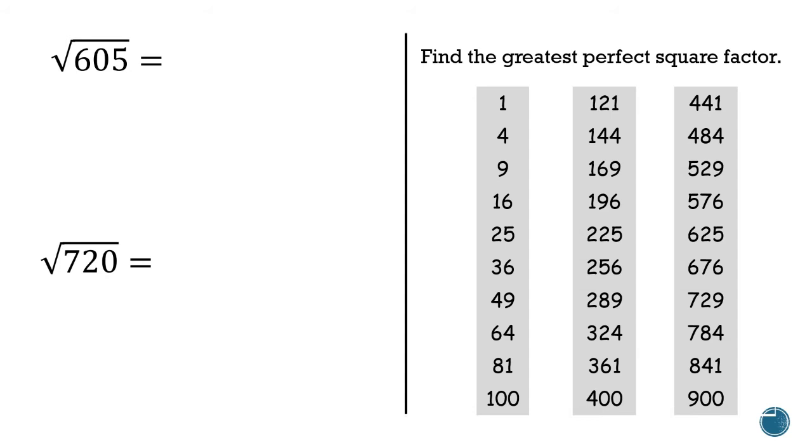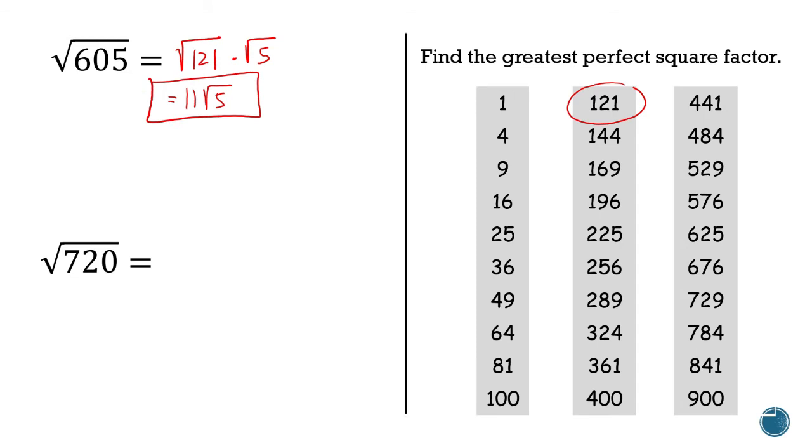605. What is the largest or the greatest perfect square factor of 605? All right, it's here in the second column, 121. So this is equivalent to the square root of 121 times the square root of 5. And the square root of 121 is equal to 11. So the answer is 11 square root of 5.